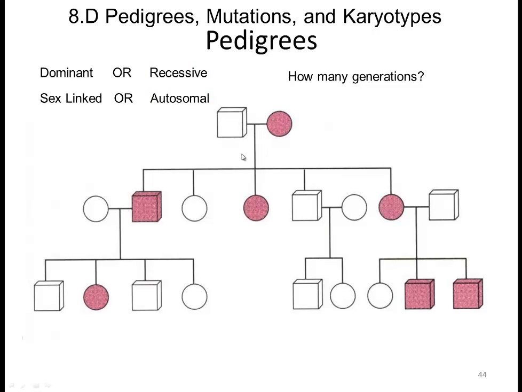Here's another one. We have a husband and wife, had 1, 2, 3, 4 kids. Looks like it actually is showing up in all sexes. Is it dominant or recessive? Showing up in every generation, so that makes it dominant. Is it sex-linked or autosomal? Looks like it's autosomal. How many generations? We have 3 again.